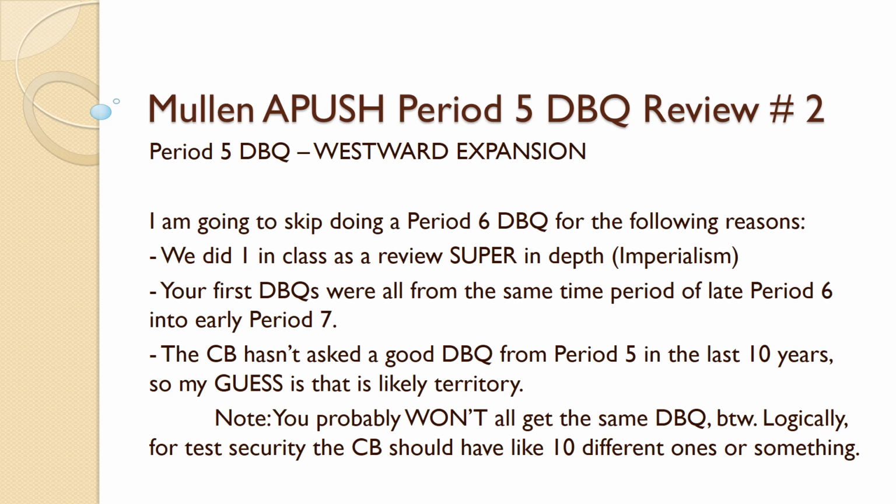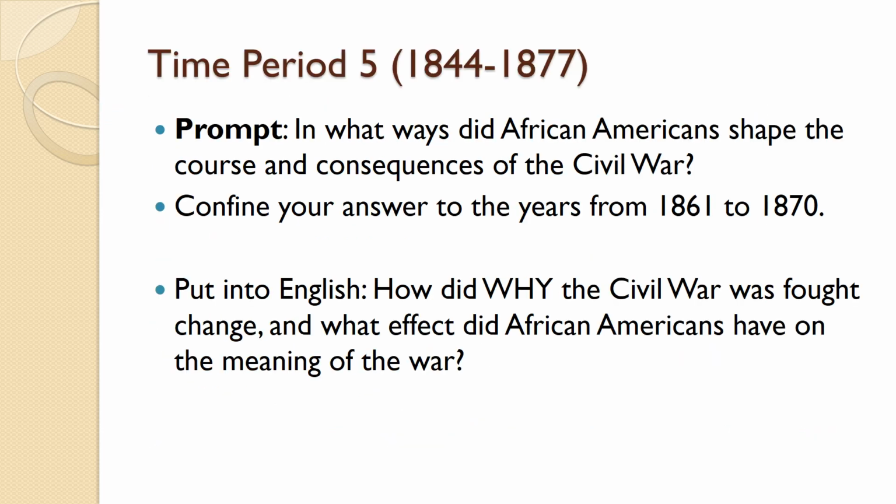All right. The prompt: In what ways did African Americans shape the course and consequences of the Civil War? Confine your answers to the period 1861 to 1870. What's important about this prompt is that it's not asking you about slavery, like where did it come from, or even why was the Civil War originally fought. This prompt is telling you we know the Civil War changes while it is being fought. Why? Specifically, what effect did African Americans have on that?